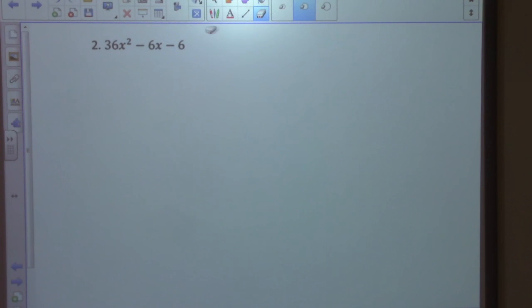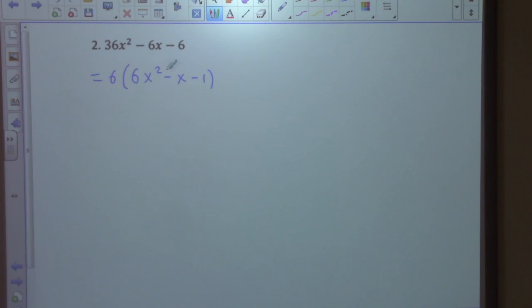This one here is going to be one where, what's our greatest common factor here? So 6. So we take out the 6, we get 6x squared minus x minus 1. Now, is this one going to be as easy to factor as number 1? No, it is not. Because this is an example where x squared has a coefficient greater than 1, right? You have more than 1x squared.